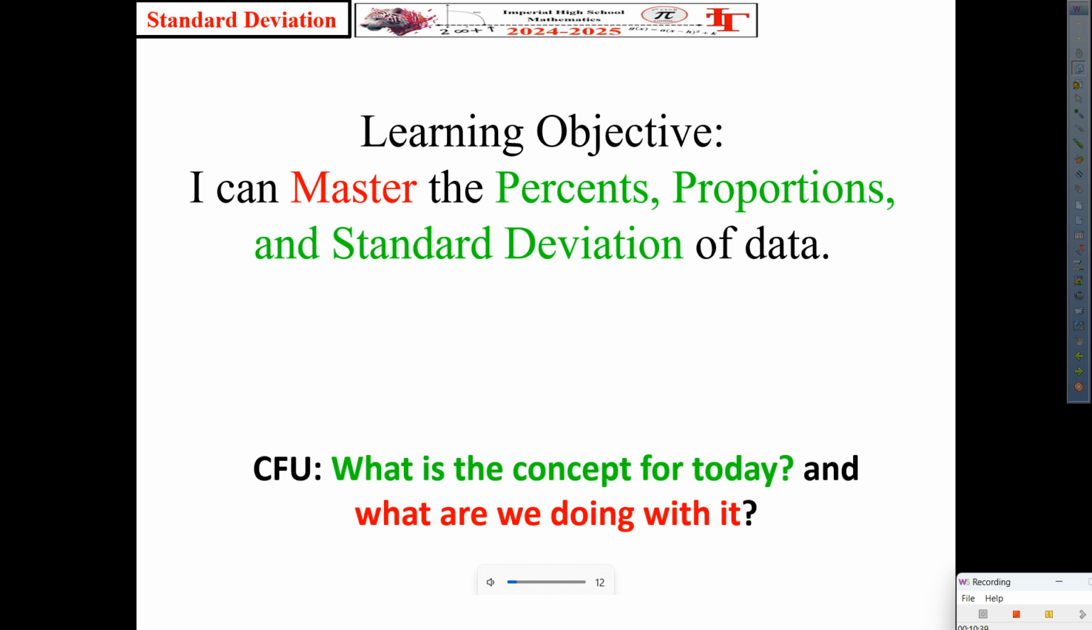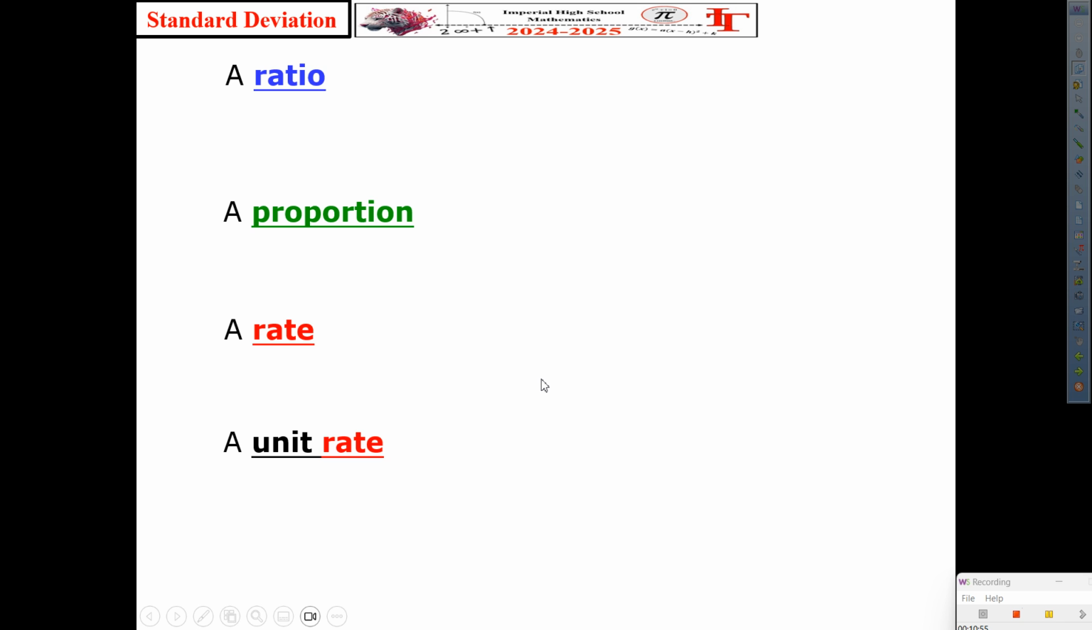So, really quick, let's see where we're at. Our objective, I wrote it as: I can master percents, proportions, and standard deviation. Have we been covering that? Yes. And of course you did your own homework, right? So then we should know what a ratio is, a proportion, a rate, and a unit rate. Is that correct?